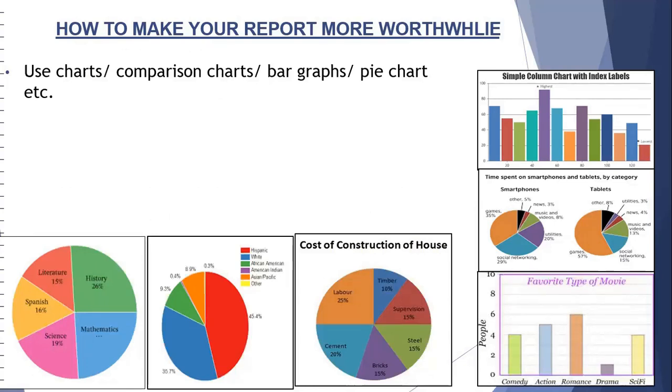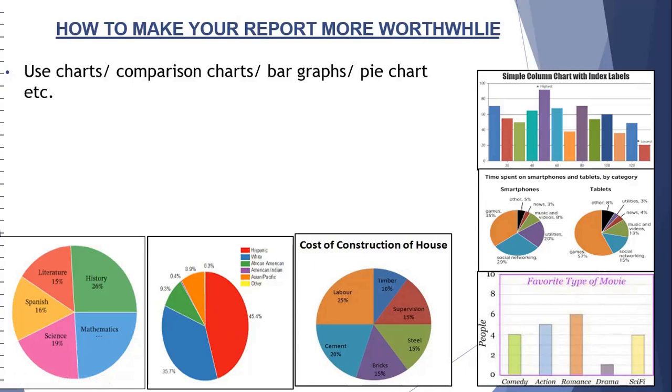And please use colors as well. For instance, you can easily observe that everywhere the readings are mentioned. For instance, the last one, favorite type of movie: comedy, action, romance, drama, fiction, non-fiction, etc. In the same manner, cost of construction of a house: labor 25%, timber 10%, supervision 15%, steel, bricks, cement. So please use colors, and by using color you need to mention what you are showing here. In the next graph, if you focus, the colors and then the keys have been mentioned.